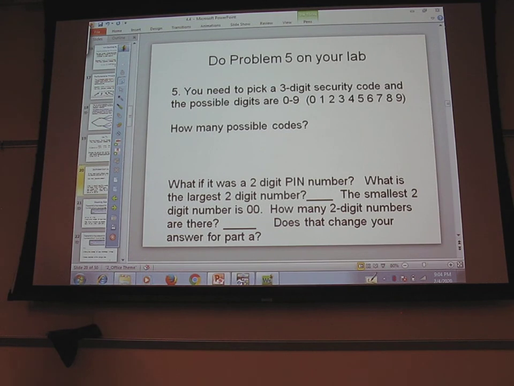Do problem 5 on your lab. So, not the one on the page. Flip the page and do the next one. Unfortunately, I have 2 number 5s.